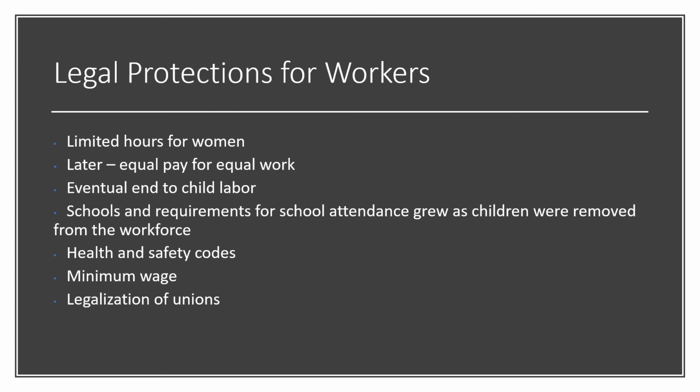There was legal protection for workers. Eventually, hours were limited for women, later working towards equal pay. There was an eventual end to the use of child labor. School attendance requirements would grow, so kids could still work, but they had to be in school for a certain amount of time. Health and safety codes were improved. Minimum wage was established. Unions were made legal. So despite these struggles, there was some positive progress.